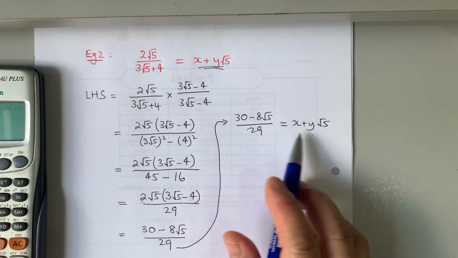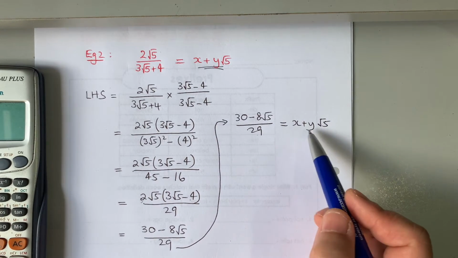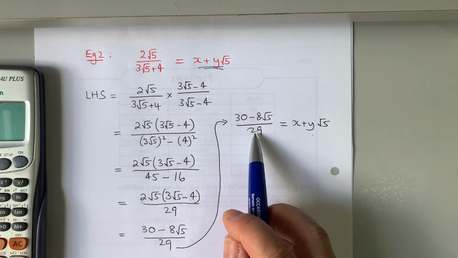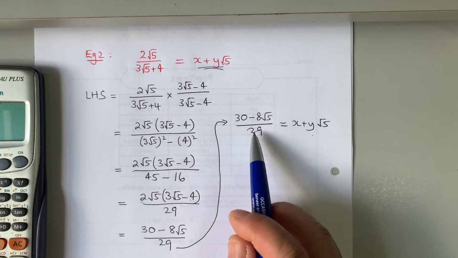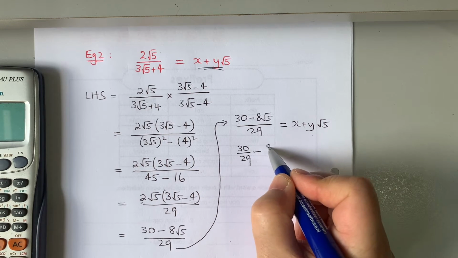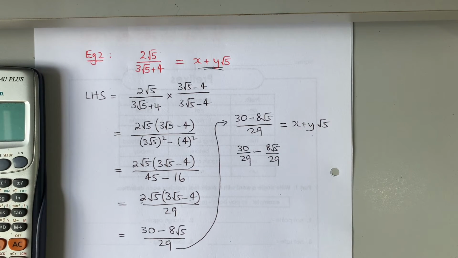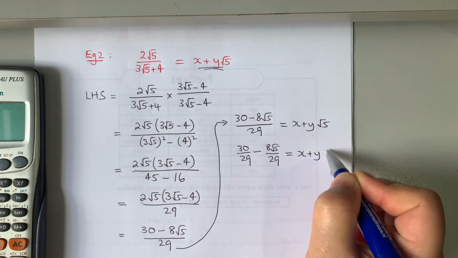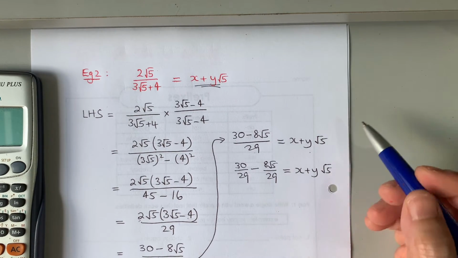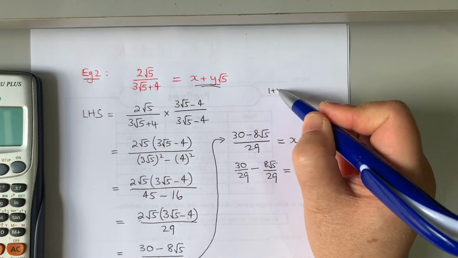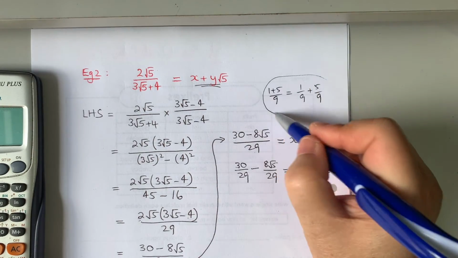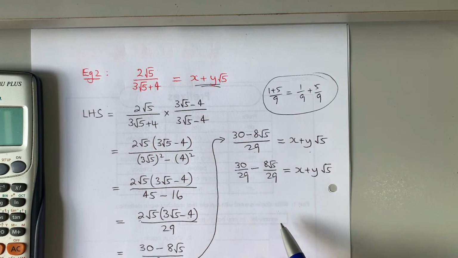Now, it's a little bit different because this one's got a fraction, and this one is basically no denominator, it's just a 1. Now, when you get something like this, split that fraction up to make it in that format. So you write it as 30 over 29, subtract 8 root 5 on 29. And that makes sense. If you think about when you're adding fractions, say for example, if you've got 1 plus 5 on 9, you could write that as 1 on 9 plus 5 on 9. So that's basically what I did when I said splitting the fractions up.